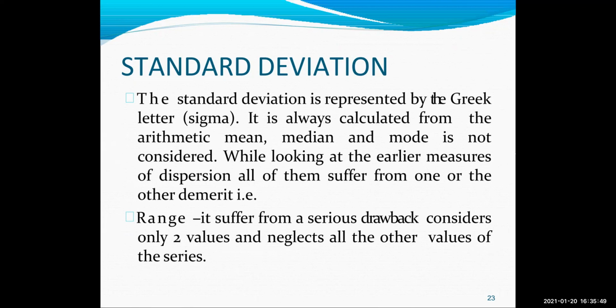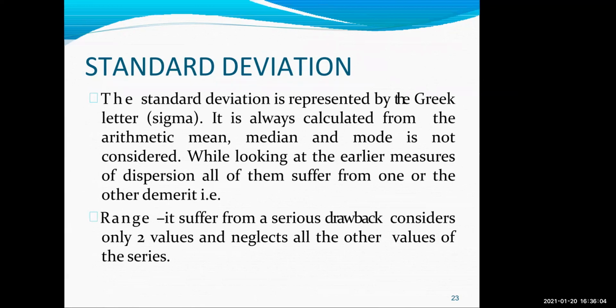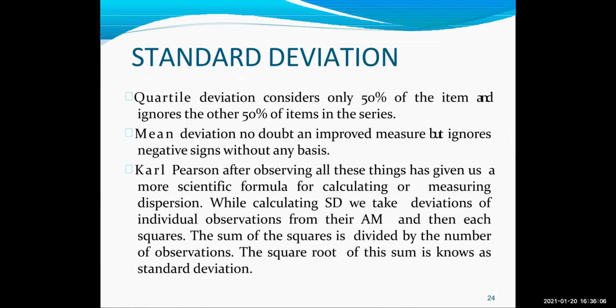When we look at the earlier measures of dispersion, all of them suffer from one or the other demerit. When we talk about range, it suffers from a drawback: it considers only two values and neglects all the other values in the series. Quartile deviation considers only 50% of the items and ignores the other 50% of the items in the series. Whereas mean deviation, no doubt, is an improved measure, but it ignores the negative signs without any basis.